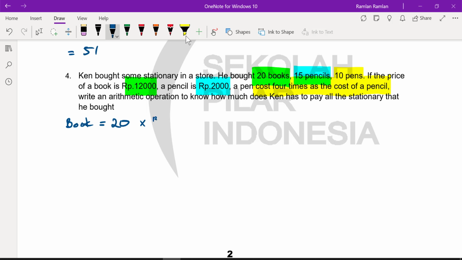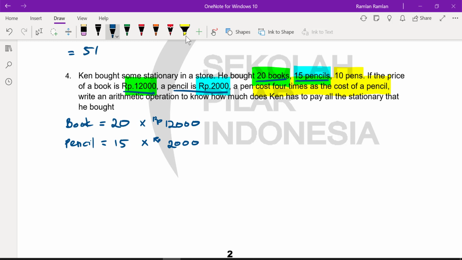multiply that with 12,000, right? Because we know that one book costs 12,000. Then if he bought 20 books, just multiply them like this, right? And then for the pencils, because he bought 15 pencils, that'll be 15, and then multiply by the price of one pencil, which is 2,000. Just write it down like this.